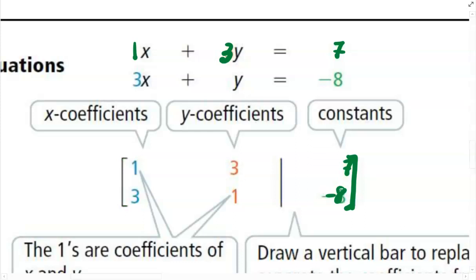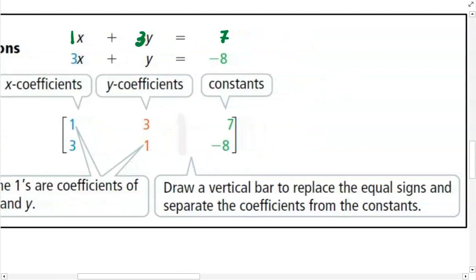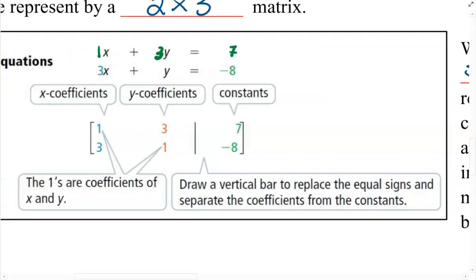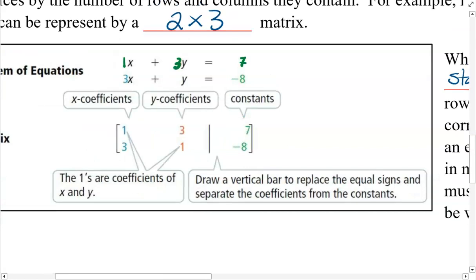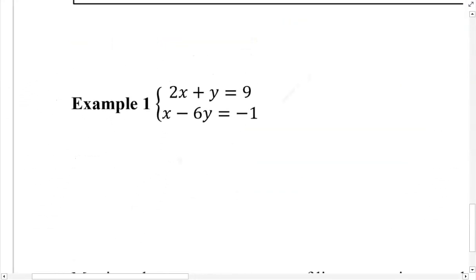And when we type these into the calculator and let the calculator do the math for us, we will almost never include this vertical bar. I know the textbook that I'm borrowing this from says to draw a vertical bar to replace the equal sign, and I suppose that's good habit if you're going to do the row operations yourself by hand, but we're going to let the calculator do the work for us in each of these examples. So you will not see that bar when we enter it into the calculator.